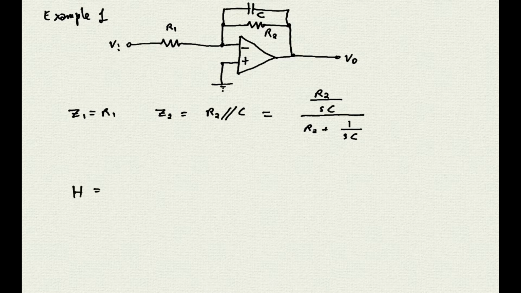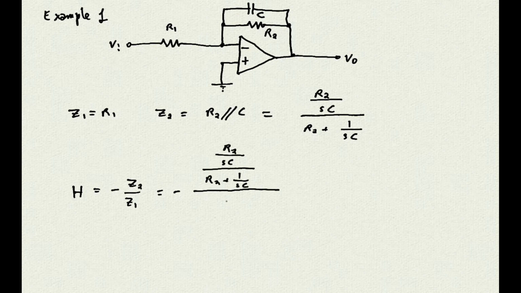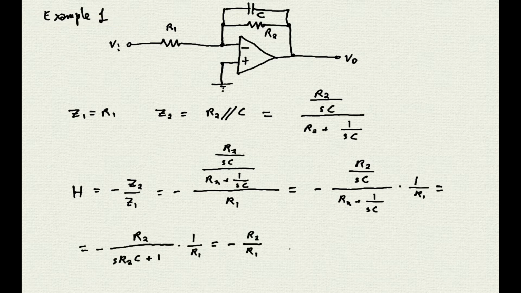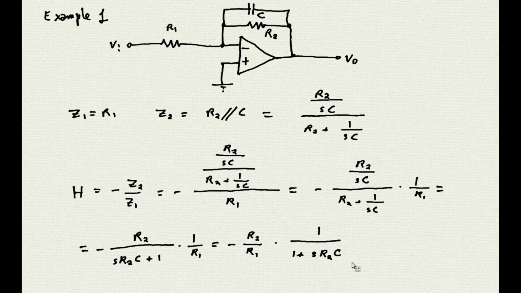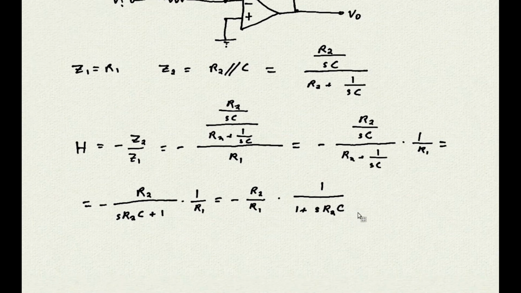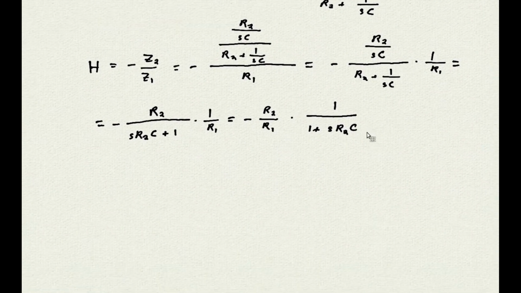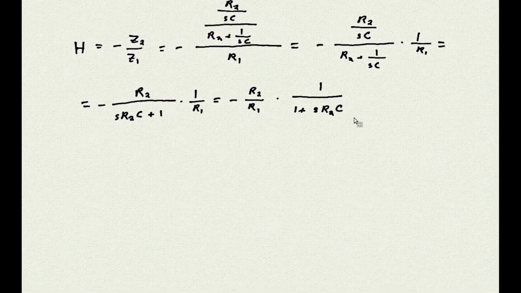The transfer function H, which is the negative ratio of Z2 and Z1, can therefore be written this way. And this can be readjusted in a few steps, like this. Do you see any resemblance with something we saw when working on the passive filters? Well, this is in fact the transfer function of a low-pass filter, but with an extra factor, the ratio between R2 and R1. And so, this circuit behaves like a low-pass filter, but it is also capable of amplifying the input signal, and the amplification value depends on the values of the resistors R1 and R2.